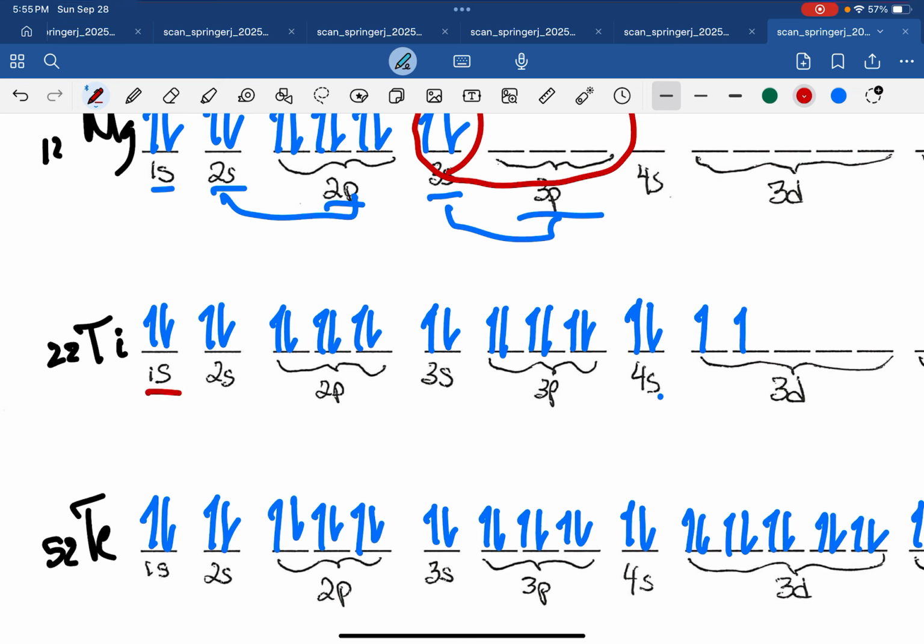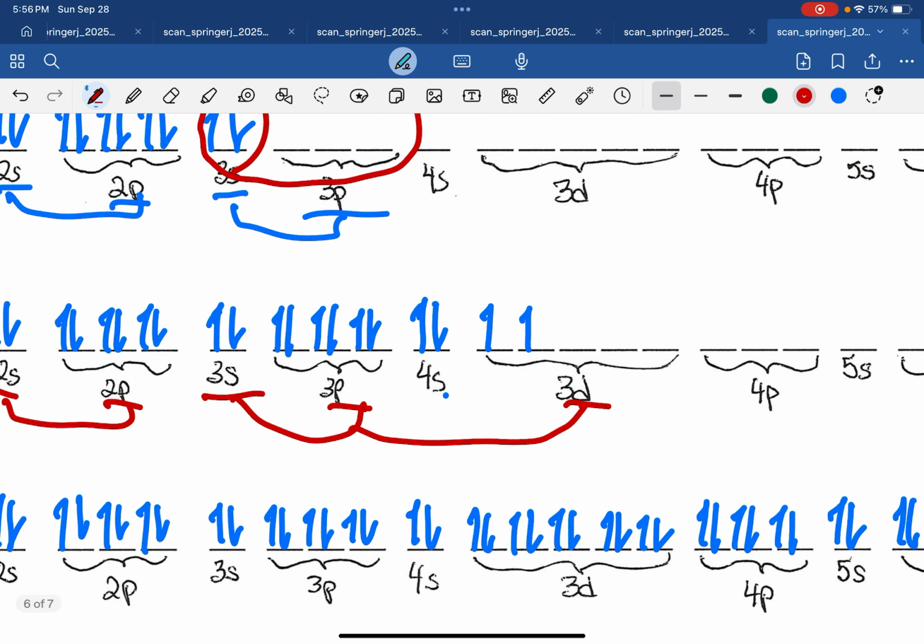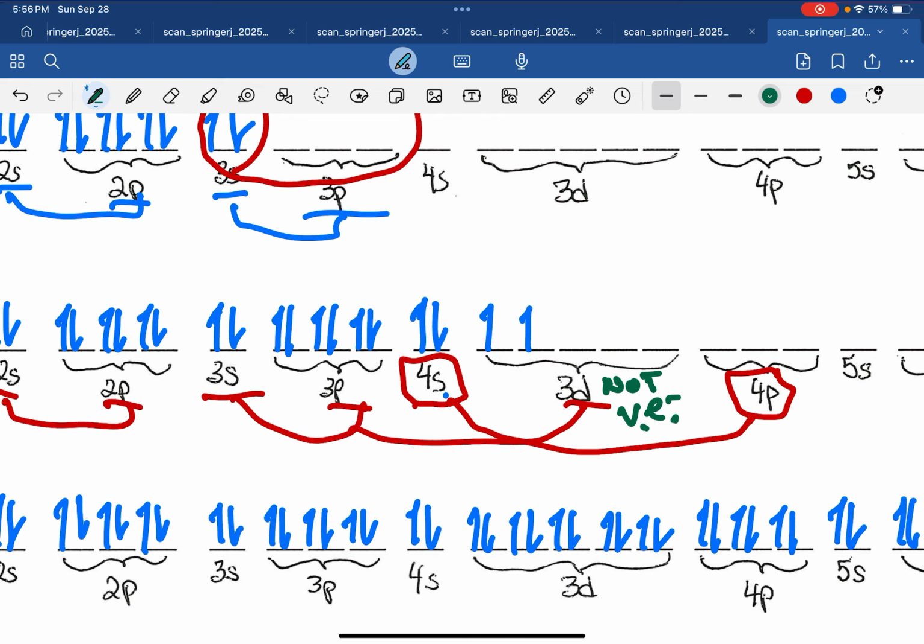Titanium, we've got 1, 2, 3, and 4. Of those, the highest is 4. 4 is higher than 3. These 3d ones are not valence electrons, because valence electrons are only in the highest level. The highest occupied level is 4, so it's the 4s and the 4p. There just doesn't happen to be any in the 4p. So there are 2 valence electrons.